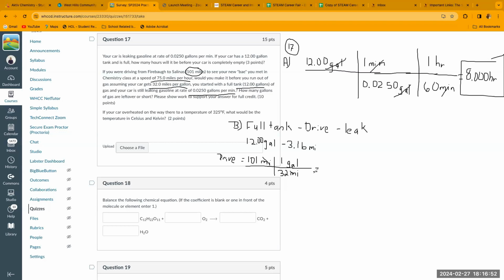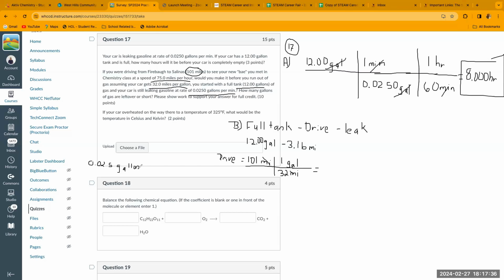Okay, now our leak. So we know our leak is at a rate of 0.0250 gallons per minute. Okay, so our leak is going to be 0.0250 gallons per minute. If we want to determine how long our leak is going to happen, or how many gallons we're going to lose, we're going to have to figure that out.